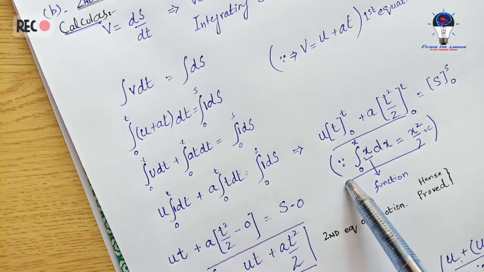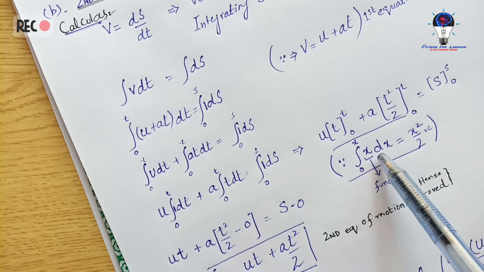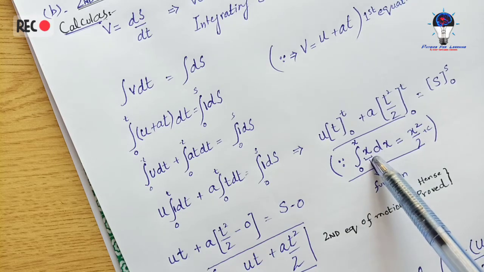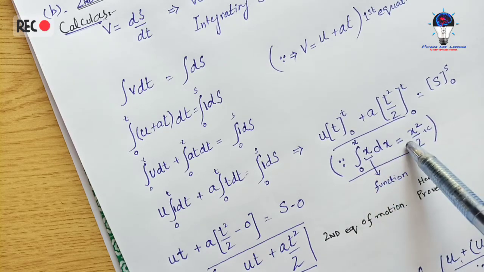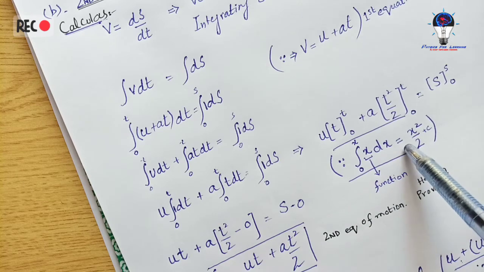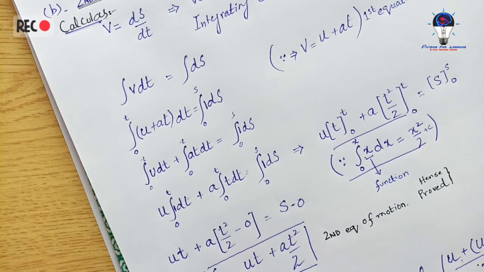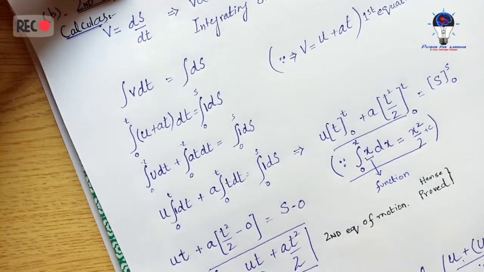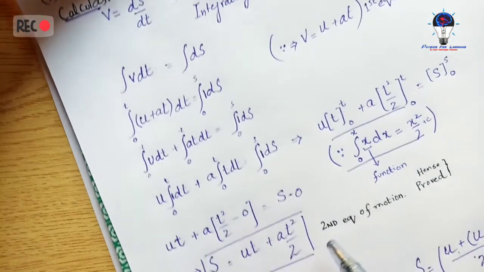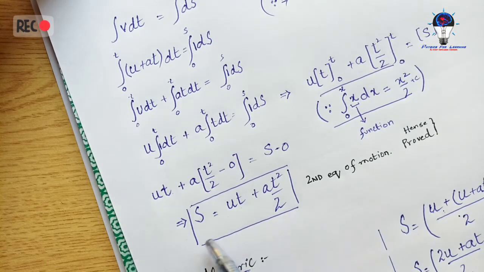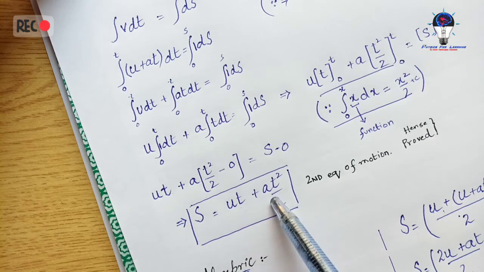Here is the formula for integrating a function with respect to its respective variable. Here if we integrate x with respect to dx, we will get x square over 2 plus c. So the same formula we will use in this part. So after putting the limits we will get the final expression that we are going to derive, which is s is equal to ut plus at squared over 2. This is the second equation of motion. So hence we can say it's proved: s equals ut plus half at squared.